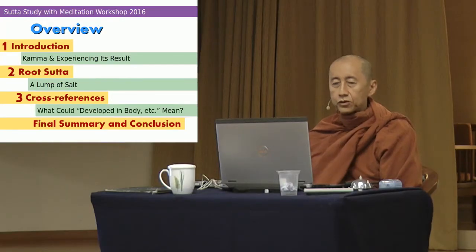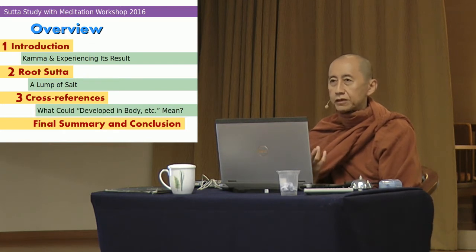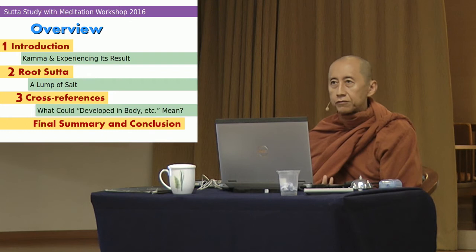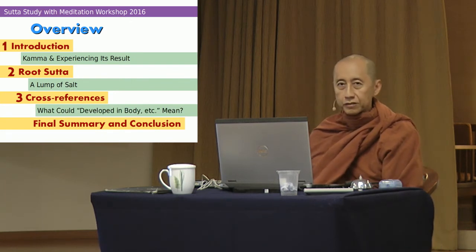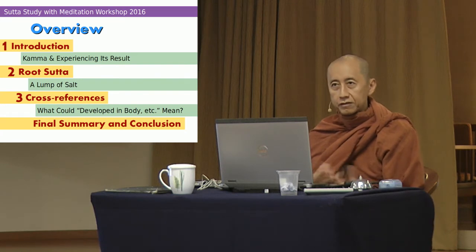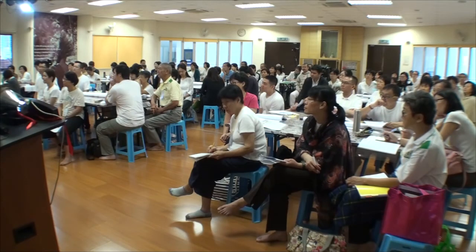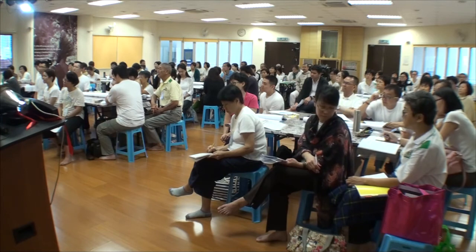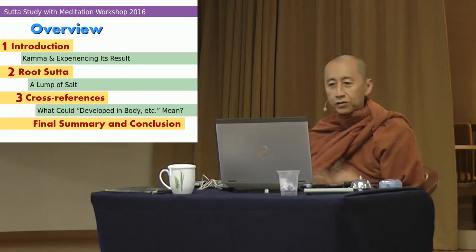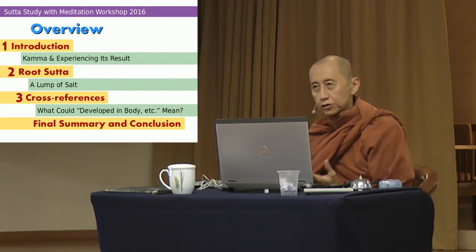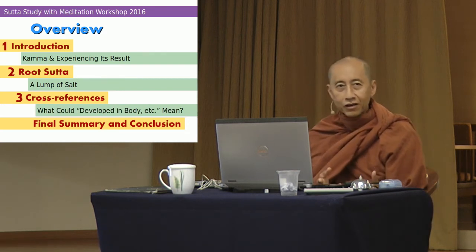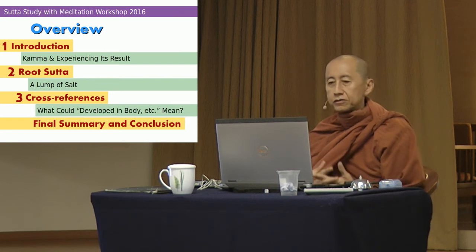So that's why we go on to the third section to find out what developed in body, virtuous behavior, mind, and wisdom mean in the context of our sutta, right? Because it is not defined. For example, what is meant by developed in body? Does it mean going to the gym more often? Right? What is the difference between developed in body and developed in virtuous behavior? Isn't virtuous behavior part of bodily conduct? Right? So this is something that we need to investigate.